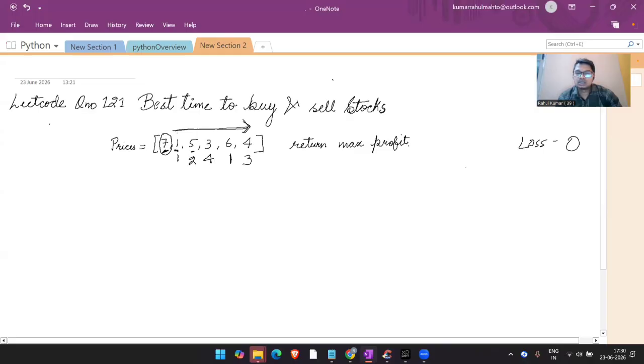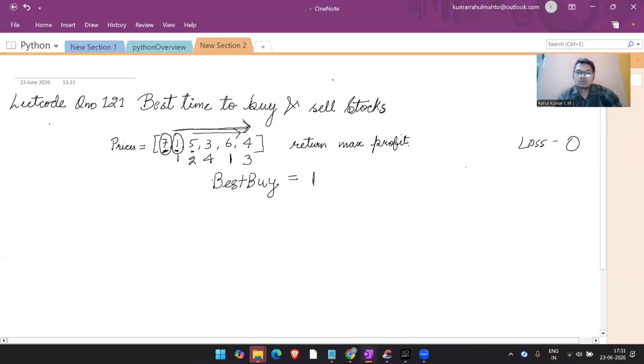See, the next day it decreased to 1. So this is the best time to buy. In the previous day it was 7, but today it became 1. I can consider this the best buy, because this is the minimum price among the previous ones. Now my agenda is to sell this stock in the upcoming days.